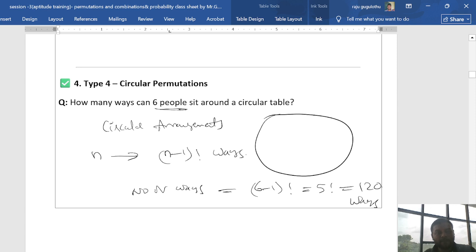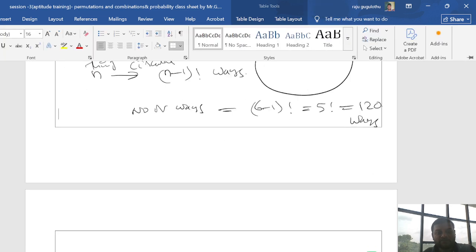Okay. Remember, arrangement of n things in a circular arrangement, at a circular table, will have n minus 1 factorial ways. That is the catch point. Going to the next question.